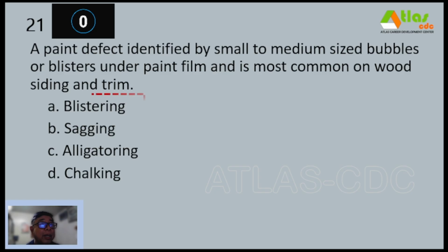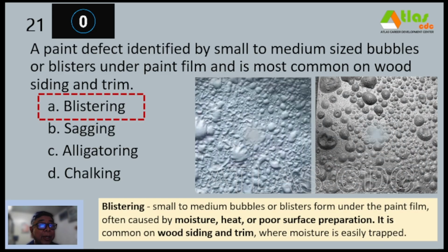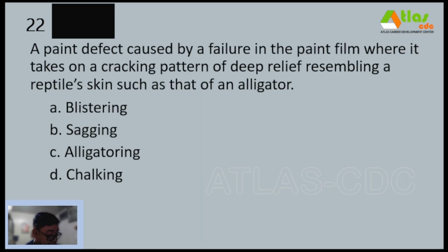And our correct answer is letter A, blistering. So blistering are small to medium bubbles or blisters that form under the paint film, often caused by moisture, heat, or poor surface preparation. It is common on wood siding and trim where moisture is easily trapped.